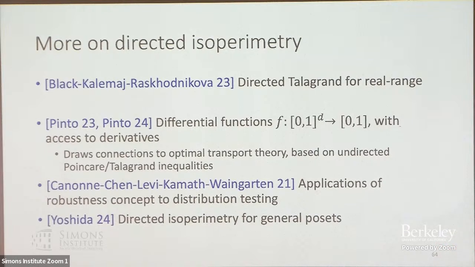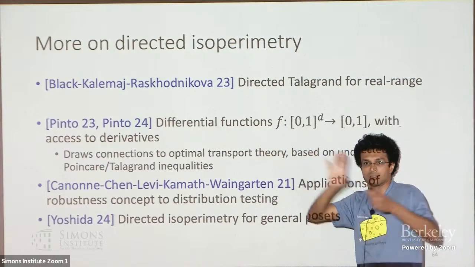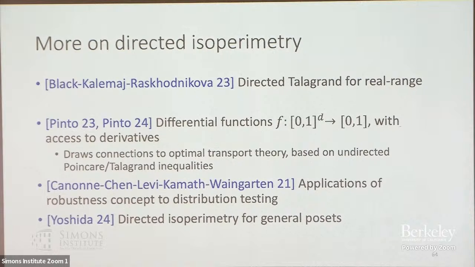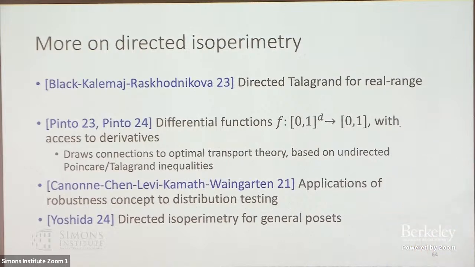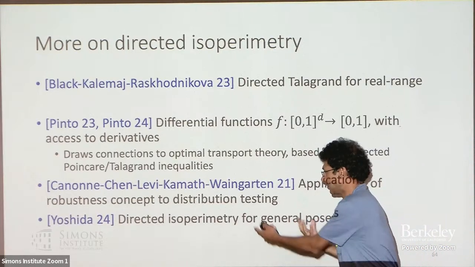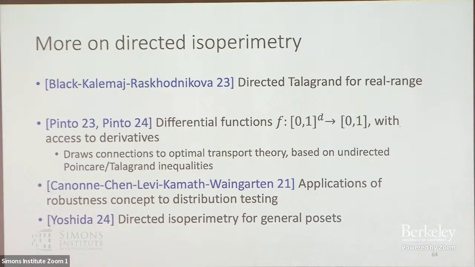So you can see the analogs, but it's not clear which implies which. And finding the connections between his results and the discrete results is a super interesting research direction. Canonne, Chen, Levy, Kamath, and Weingarten have an application of this robustness concept for distribution testing. And Yuichi Yoshida told me he's recently doing some kind of directed isoperimetry for general posets, trying to apply these concepts for general posets. So there's a lot of interesting work to be done here.